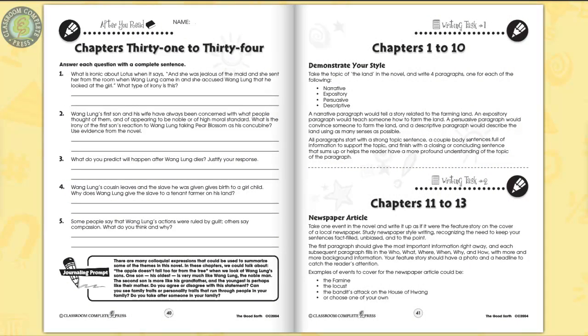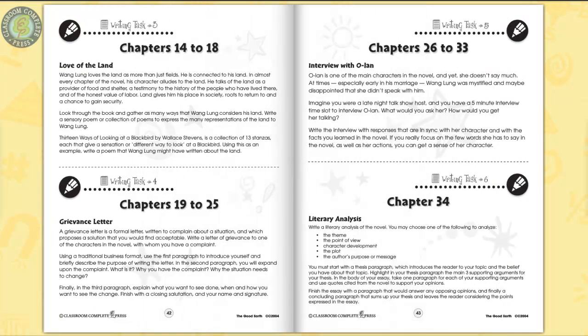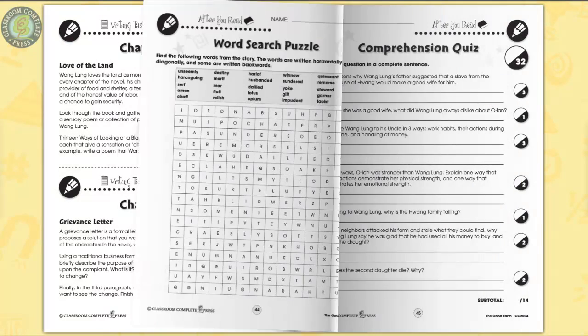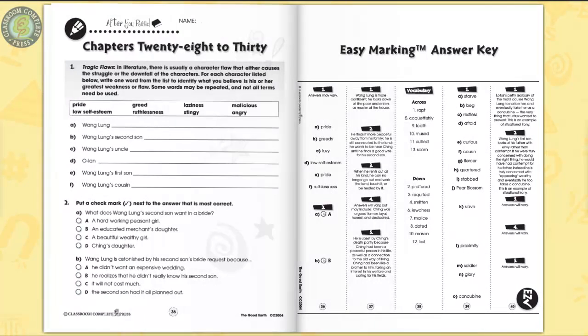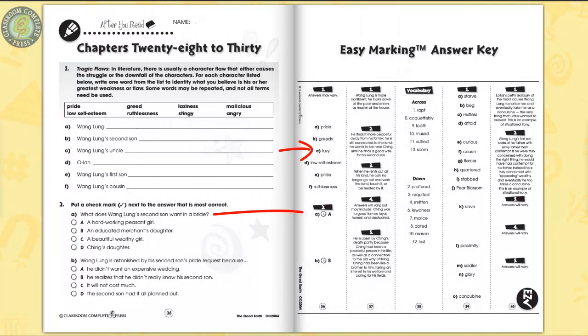6 additional writing tasks follow. Supplement an existing unit with in-depth writing tasks, such as writing a sensory poem to express the many representations of the land to Wang Lung. A word search puzzle and comprehension quiz ends the unit. The easy marking answer key works by lining up perfectly with the matching question pages.